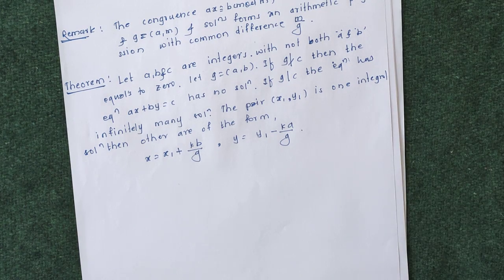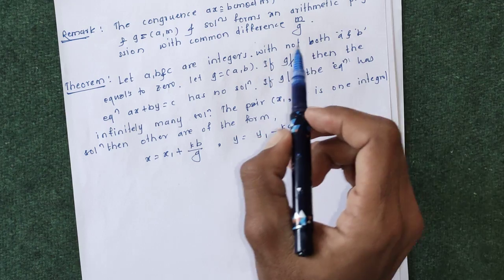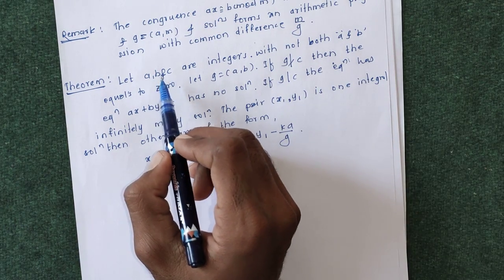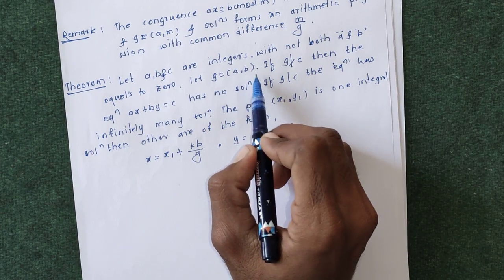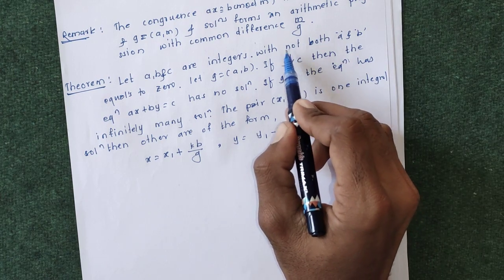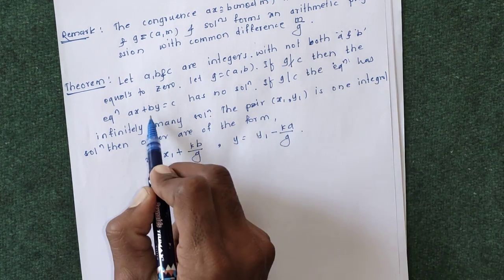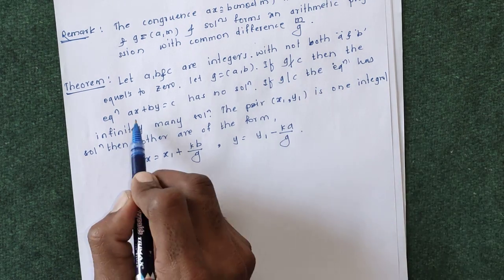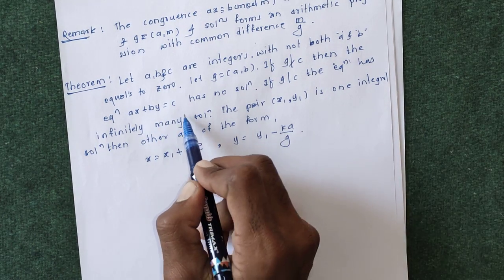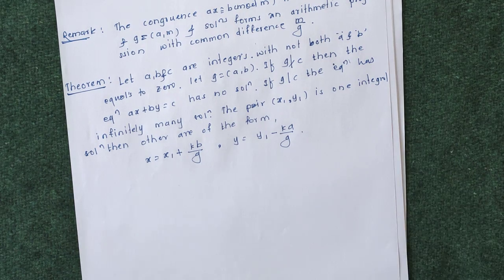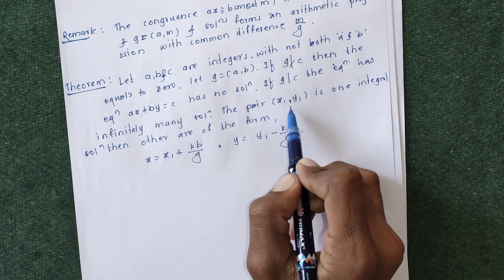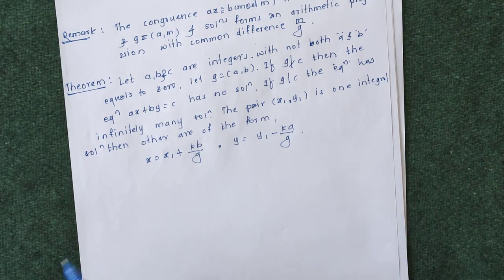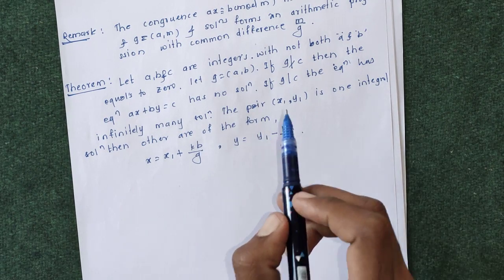So to prove this result, we are given that A, B, C are integers and A and B are non-zero. Also we are given that G is the GCD of A and B, and if G doesn't divide C, then we have to prove that this equation has no solution. After that, if G divides C, then we have to prove that this equation Ax plus By is equal to C has infinitely many solutions. And after that, if x1 and y1 is one pair, then the other solutions are of this form. So we have to prove that.